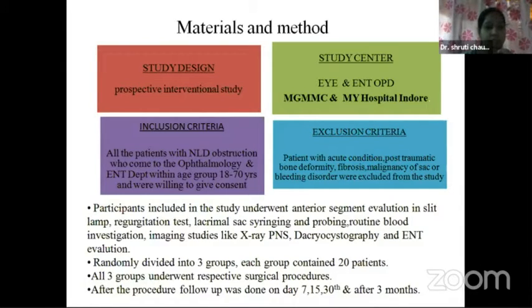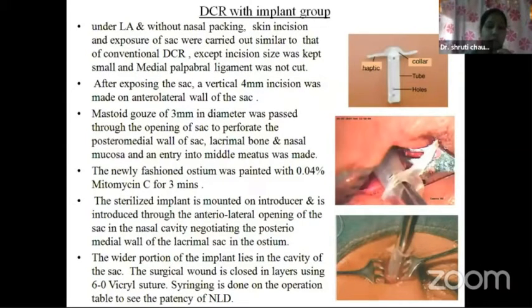Then the patients were randomly divided into 3 groups. Each group contained 20 patients. All the 3 groups underwent their respective surgical procedure, and after the procedures, follow-up was done on day 7, 15, 30, and after 3 months. The first groups underwent the standard procedures of external DCR and endoscopic DCR. In the DCR with implant group, under local anesthesia and without nasal packing, skin incision and exposure of the sac were carried out, similar to conventional DCR, except the incision size was kept small and the MPL ligament was not cut.